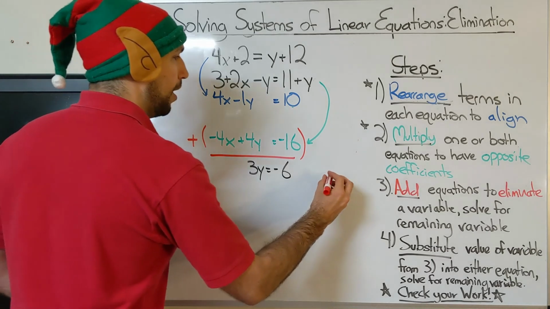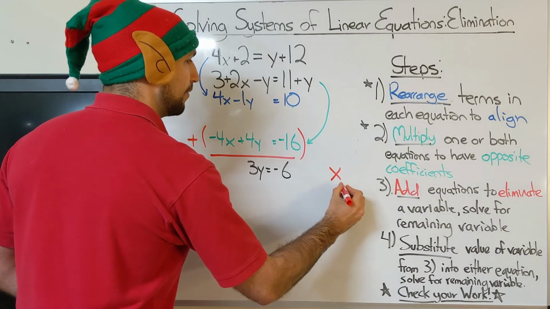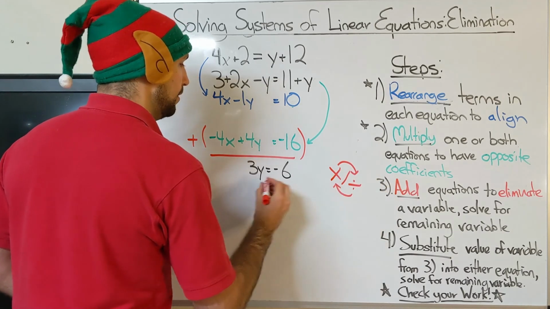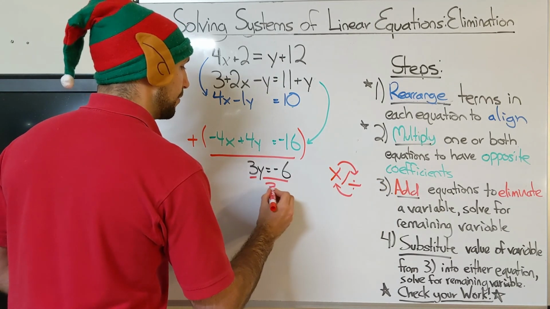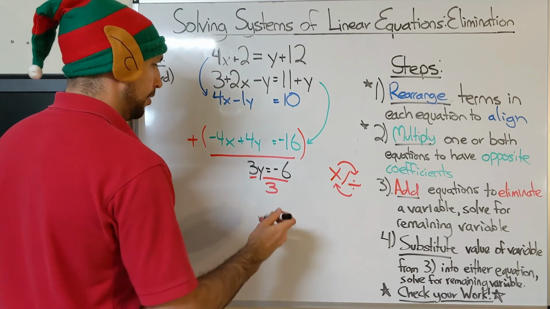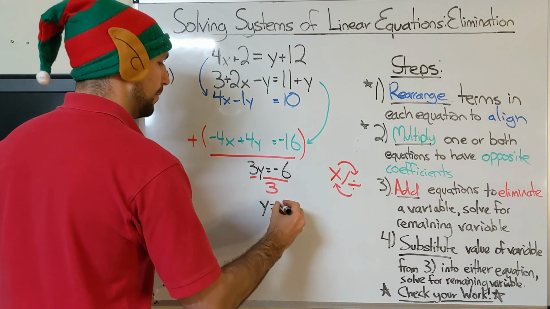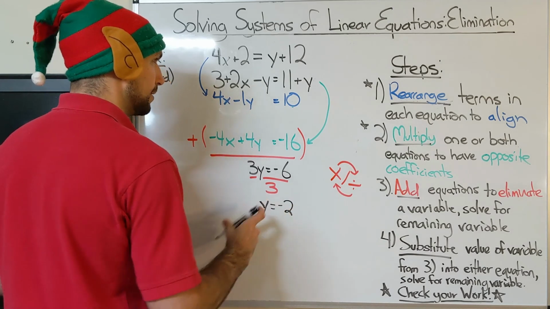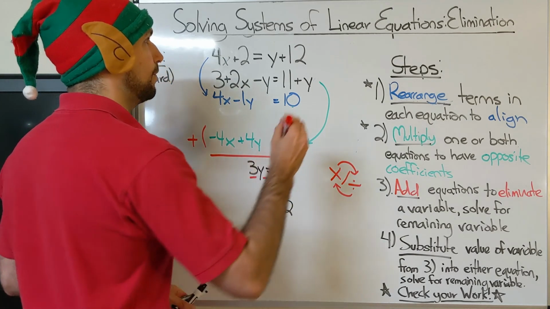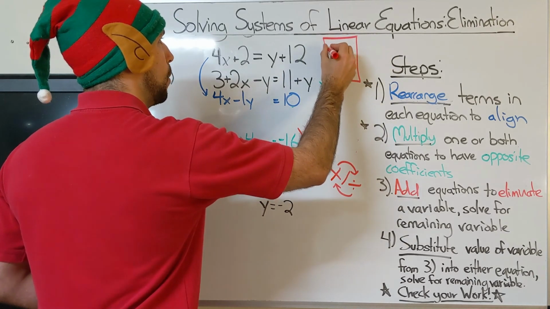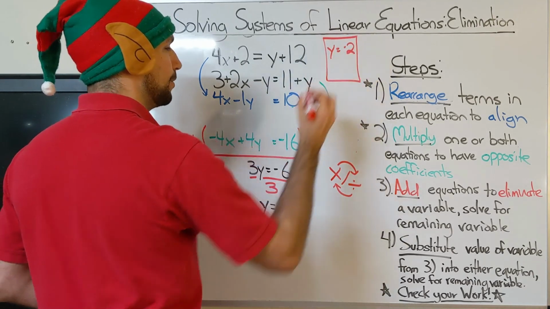3 is multiplying y because coefficients multiply their variables. So to cancel that multiplication, I'm going to use division. Let's divide each side by 3. We're left with y on the left. Negative 6 divided by 3 is negative 2 on the right. So we believe we've solved for the first variable of our system, y equals negative 2.